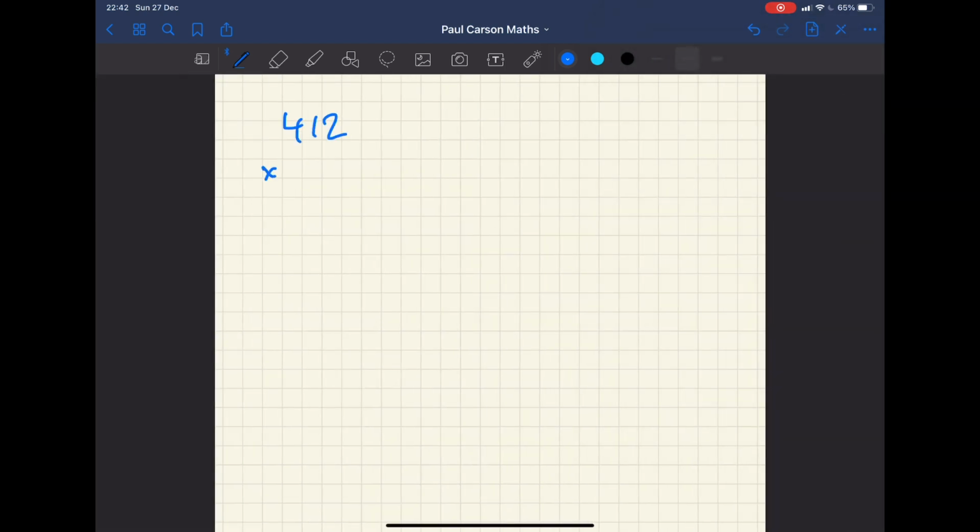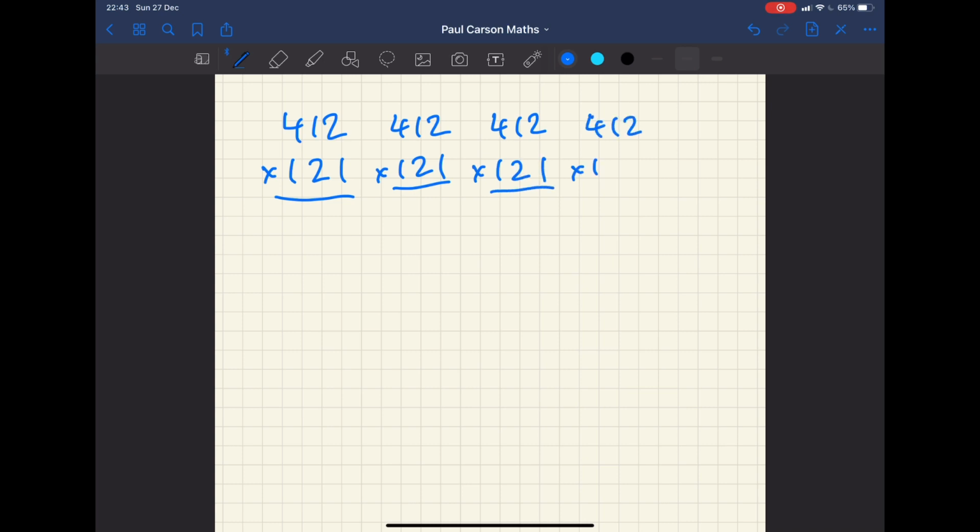like 412 times 121, we actually have to do 5 steps instead of 3 because there are 2 extra numbers. So I've got to write this out another 4 times. So let me just do that. Now the good thing about this method is that you already know how to do it because I've shown you. It's going to be the same even though there are more numbers.